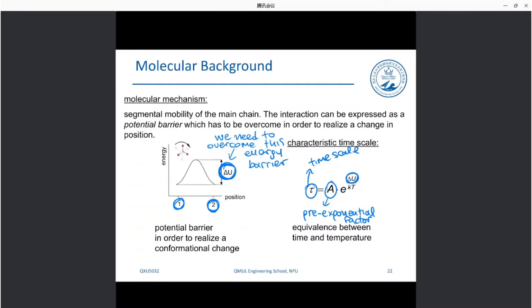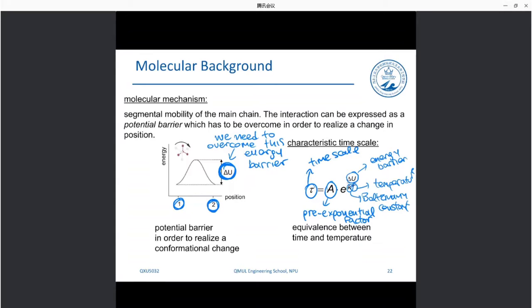Which is a constant, and if you need to use this equation, it will be given to you, okay? I shouldn't have used delta U. We said it is the energy barrier. T is the temperature, and K is the Boltzmann constant, which is also always provided to you.